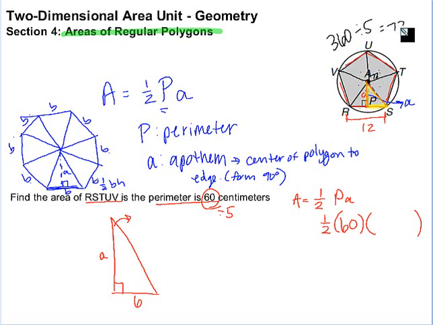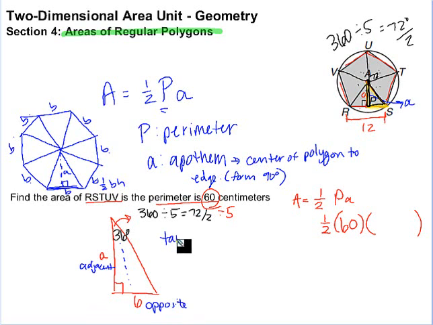So each of these triangles has a top angle of 72, but we're just dealing with half of that triangle. So we take the 72 and divide it by 2, and we get 36 degrees. Once again, we took 360 divided by 5 because it's a pentagon, and we got 72, and then we divided that by 2 to get our 36. Now looking at this, we can find the apothem by using tangent, because with respect to 36, 6 is our opposite side, and A is our adjacent side.